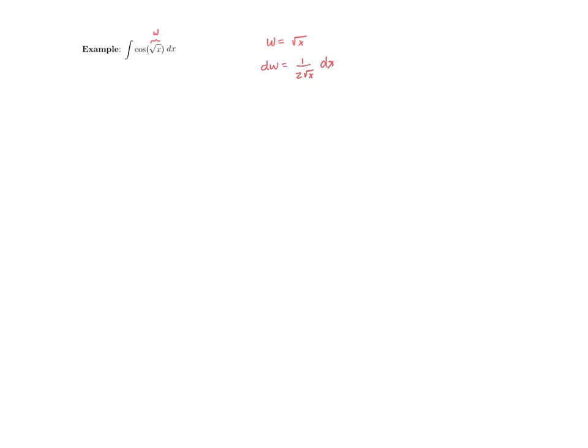Well, let's see how we can handle this. We need to go from all x's to all w's. So we need to rewrite dx in terms of dw. So note dx can be 2 square root of x dw, but the square root of x is w. So dx can be written as 2w dw.